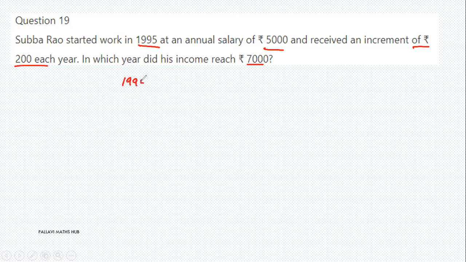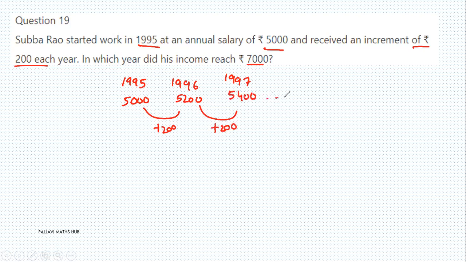So in 1995 the annual salary is 5,000. Every year, how much is it increasing? 200 rupees. Is it right? Plus 200. In 1996, the annual salary is 5,200. Next, in 1997, his annual salary will become again plus 200, so it will become 5,400. Continuing up to which year? You need to find out in which year his annual salary will become 7,000. Okay, you need to find the n value.